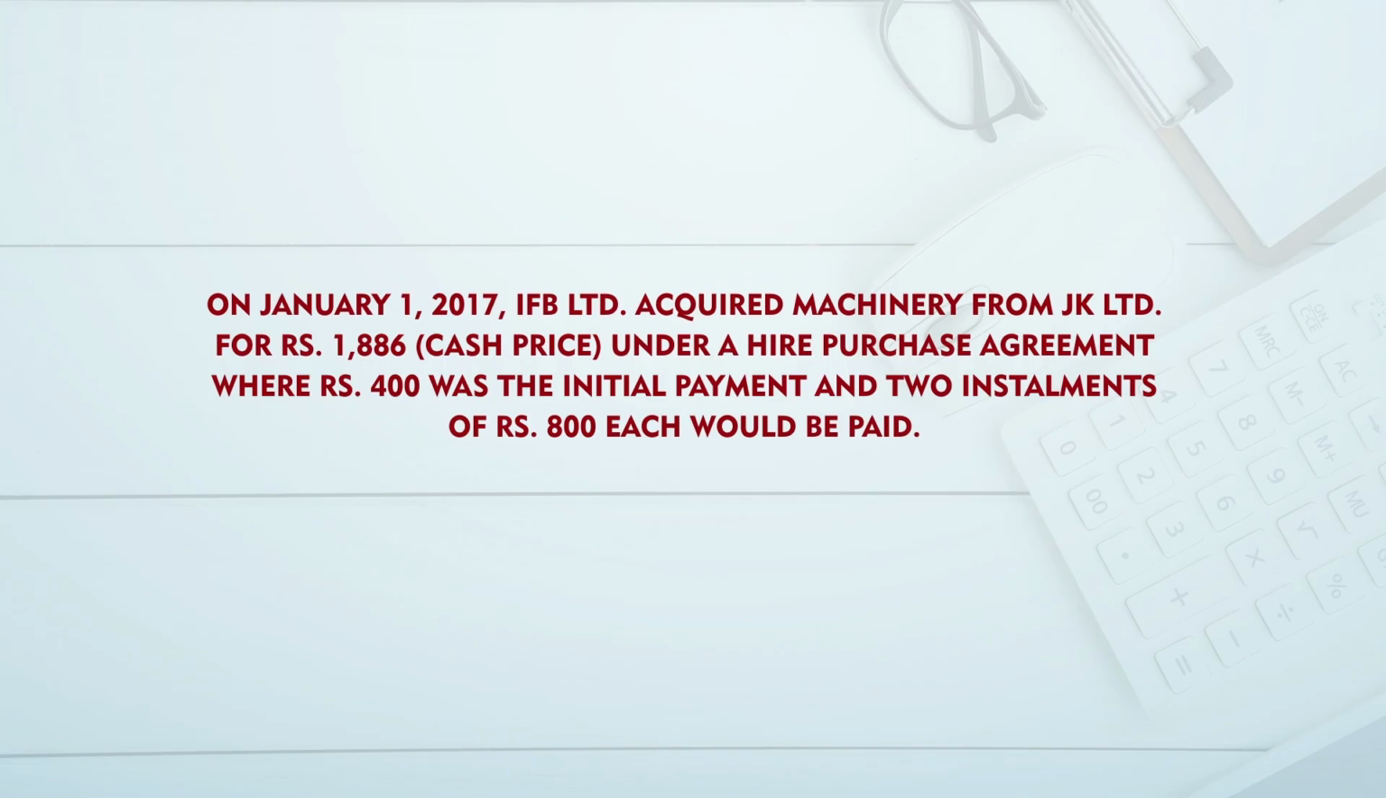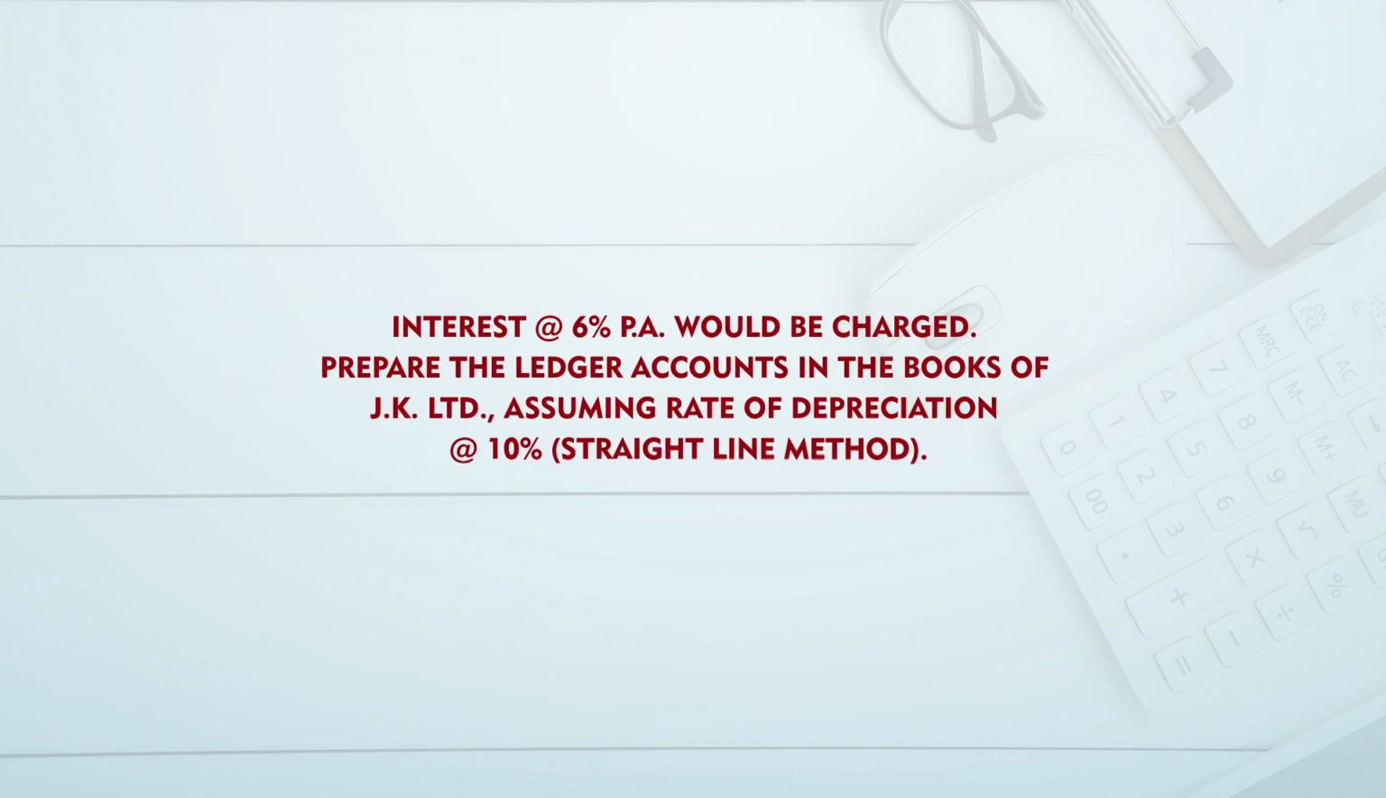So, this is the cash down payment, and 2 installments of rupees 800 each would be paid. Interest at the rate of 6% per annum, and prepare the ledger account in the books of JK Limited. It means we have to prepare the ledger account in the books of the hire vendor, assuming the rate of depreciation at 10% based on the straight line method.